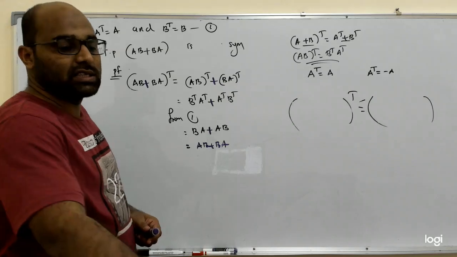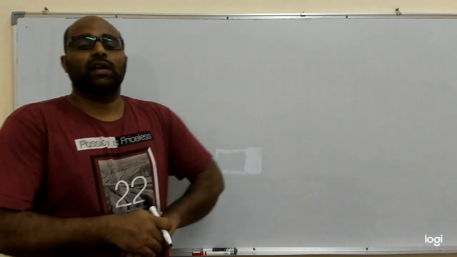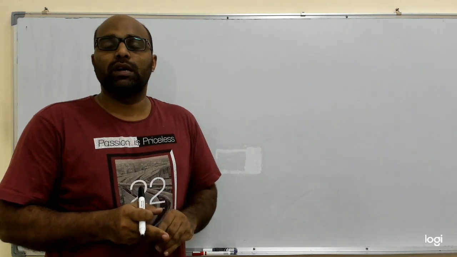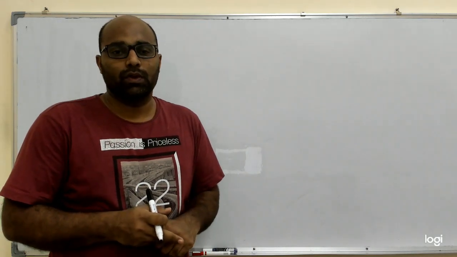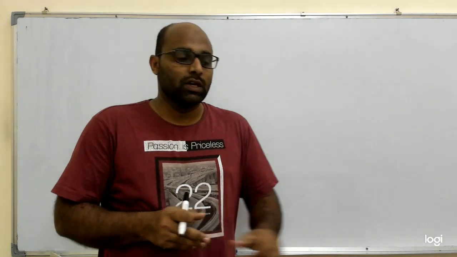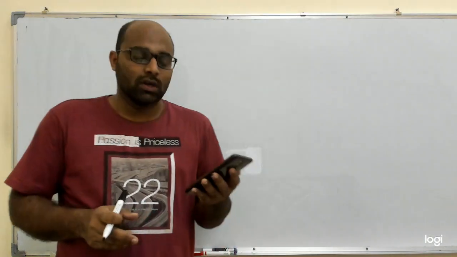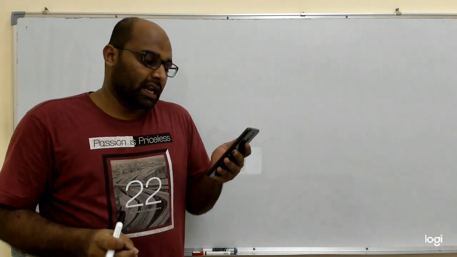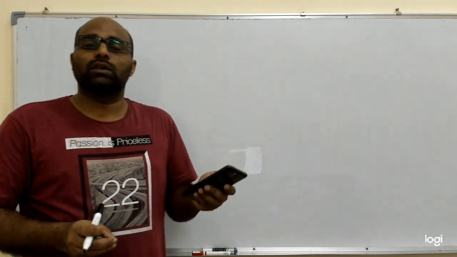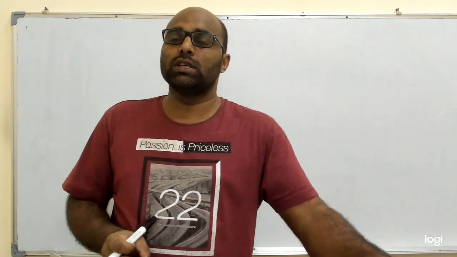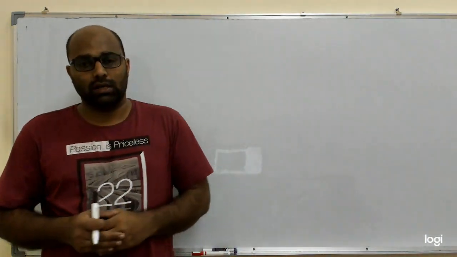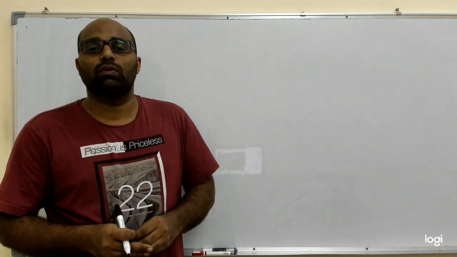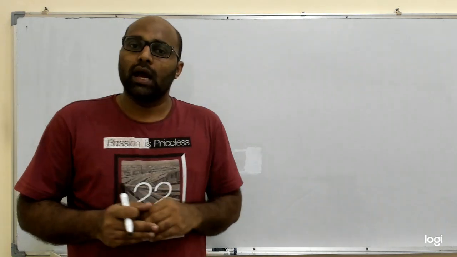Now we are discussing the second question. The diagonal elements of a skew symmetric matrix are 0. Show that all the diagonal elements of a skew symmetric matrix are 0. It was asked in the 2018 board paper for 2 marks, I think. What do you mean by diagonal elements?